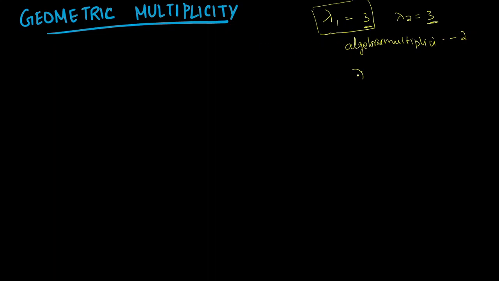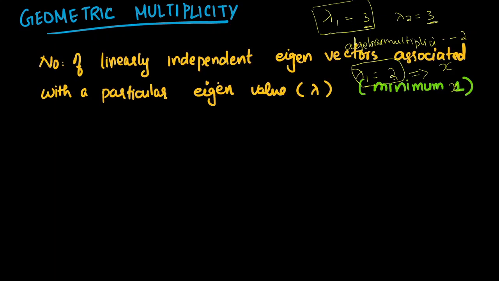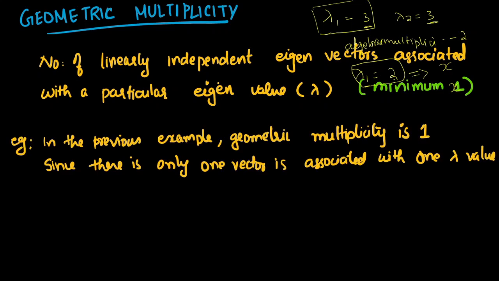Suppose lambda 1 is equal to 2, and corresponding to this I get two eigenvectors. That means its geometric multiplicity is 2. So we have two terms, geometric multiplicity and algebraic multiplicity. The number of linearly independent eigenvectors associated with a particular eigenvalue is called the geometric multiplicity. So in the previous example, the geometric multiplicity is 1, which means corresponding to each eigenvalue, we got only one eigenvector each.